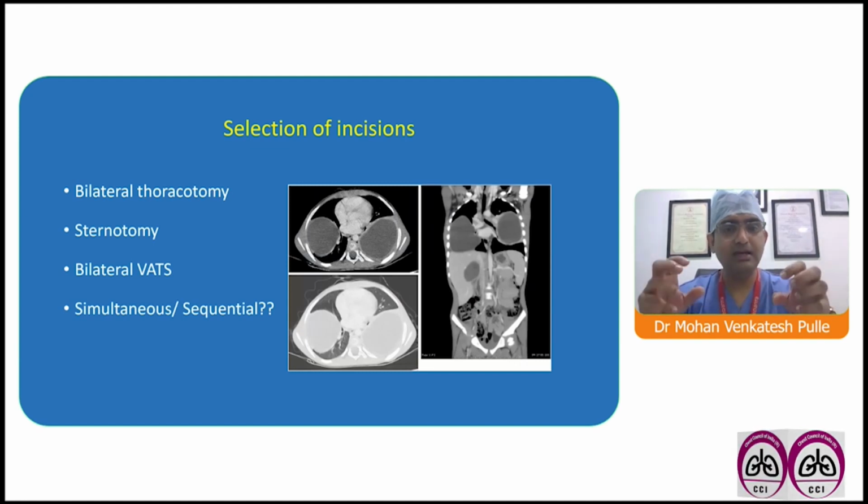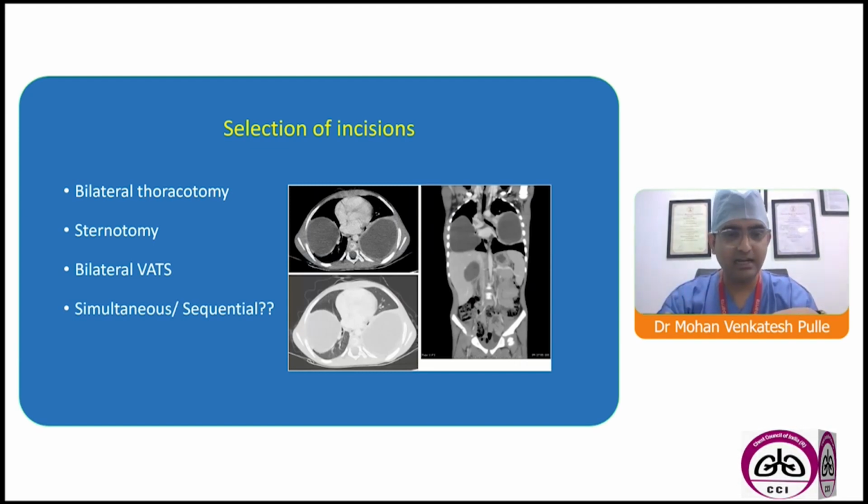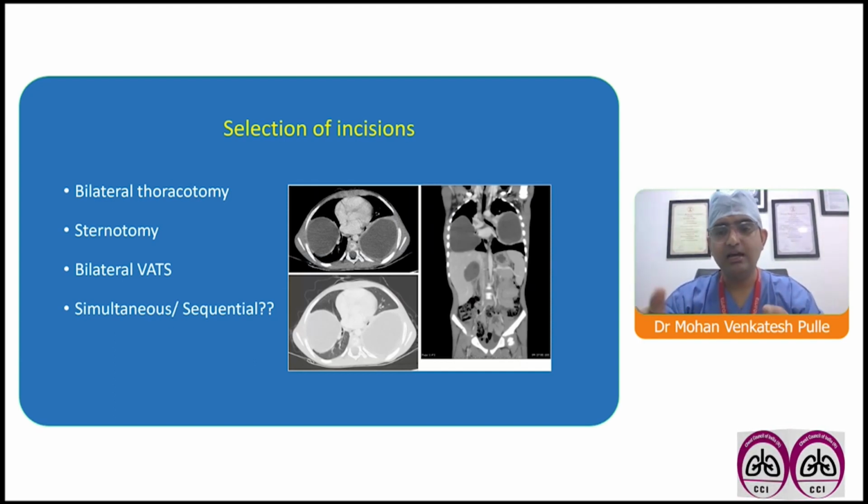We have bilateral large hydatid cyst. As I said earlier, we can go ahead with bilateral thoracotomy. In this, the left side looks much larger and more tense than the right side. So we can go ahead with the left first and then go ahead with the right. Or sometimes you can go ahead with the sternotomy and approach both thoracic cavities in one go. And sometimes nowadays we are doing a bilateral VATS, which can be simultaneous or sequential.